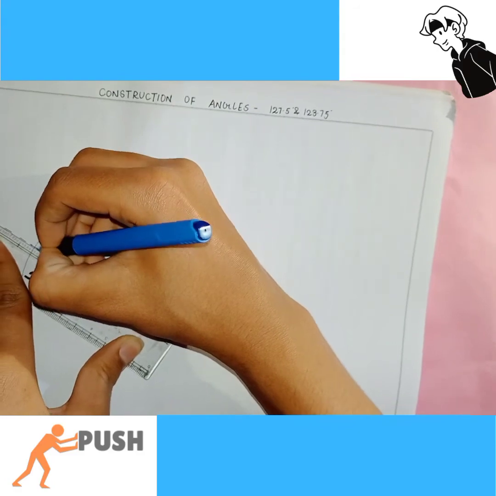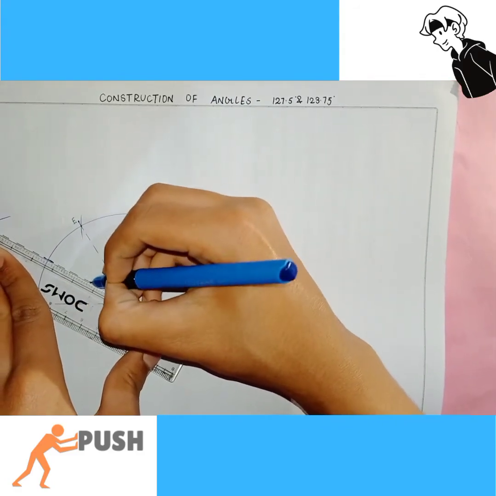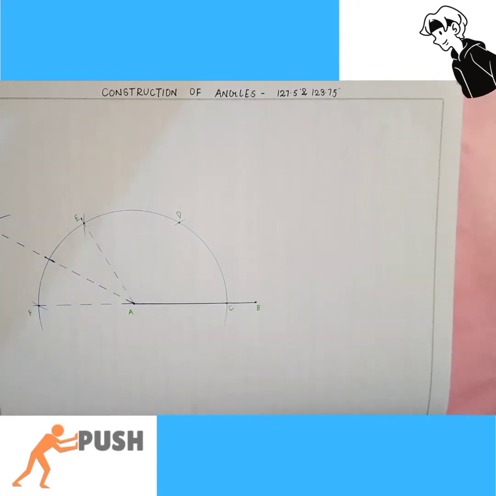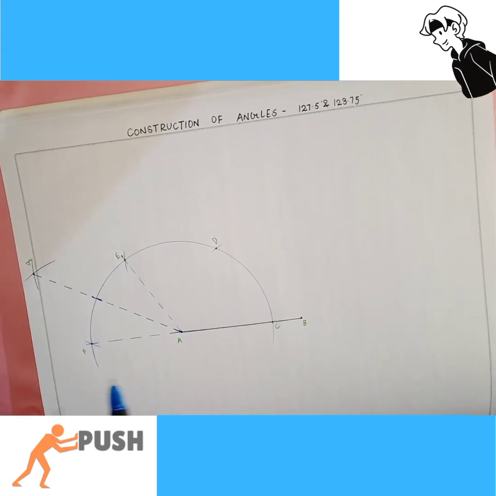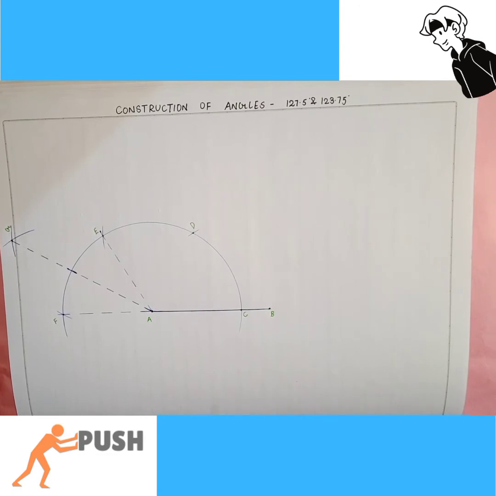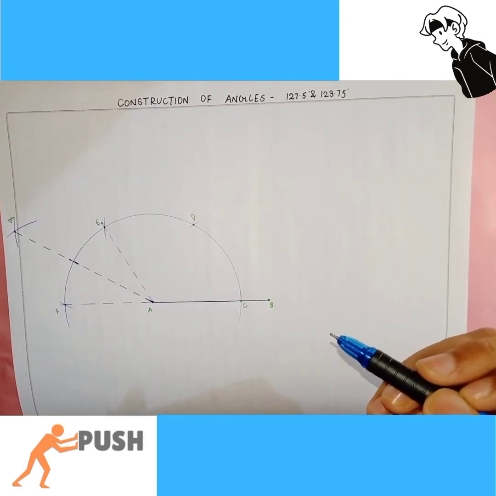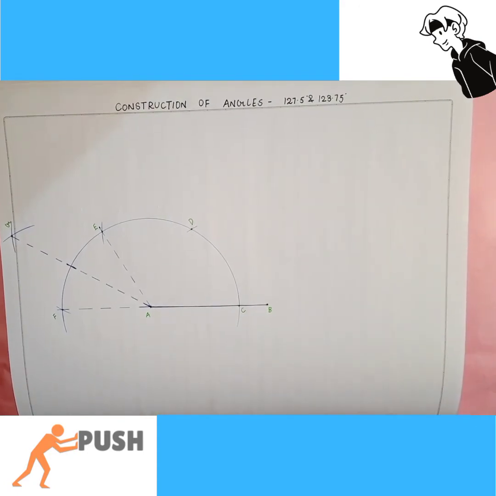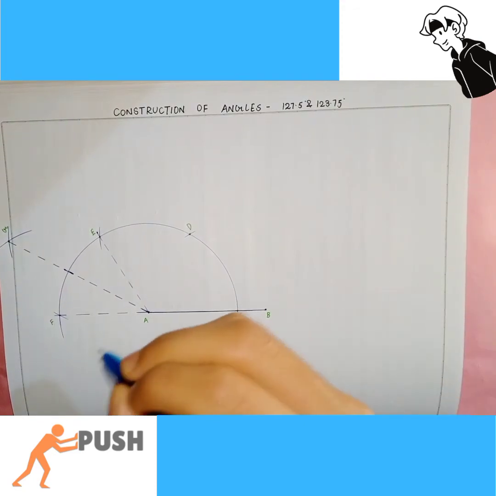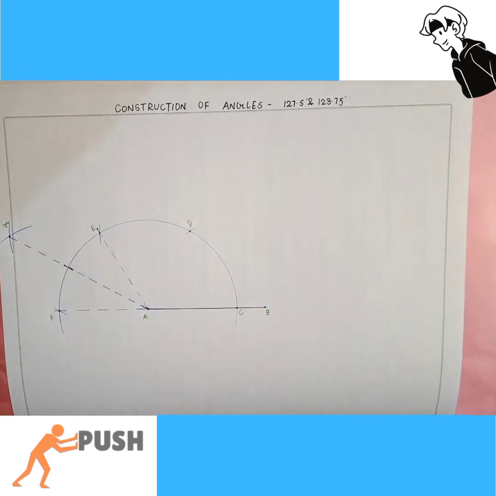Make sure that the line intersects the semicircle. So this angle FAG is 150 degrees. No, not FAG, but angle BAG is 150 degrees. Sorry for the mistake. Now, this is 150 degree, and now we'll have to draw 135 degree.